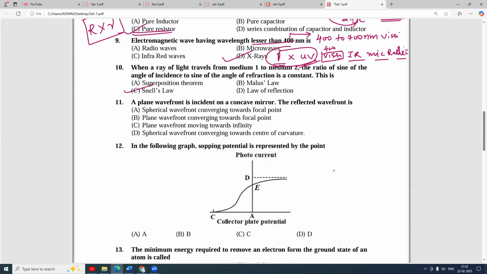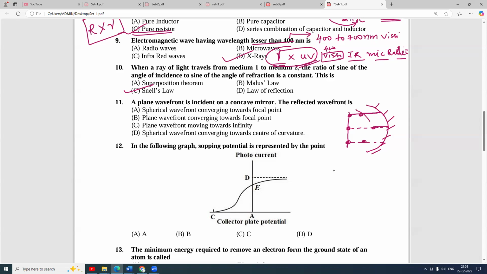A plane wavefront is incident on a concave mirror. The reflected wavefront is. So when a plane wavefront is incident on a concave mirror, if this is the plane wavefront, the secondary wavelets from here will reach the mirror earlier. They get reflected from the mirror earlier, whereas these wavefronts will reach the mirror a little bit late. So this will be reflected here, whereas this secondary wavefront will be reflected a little bit nearer because it will travel more distance since it is reflected earlier.